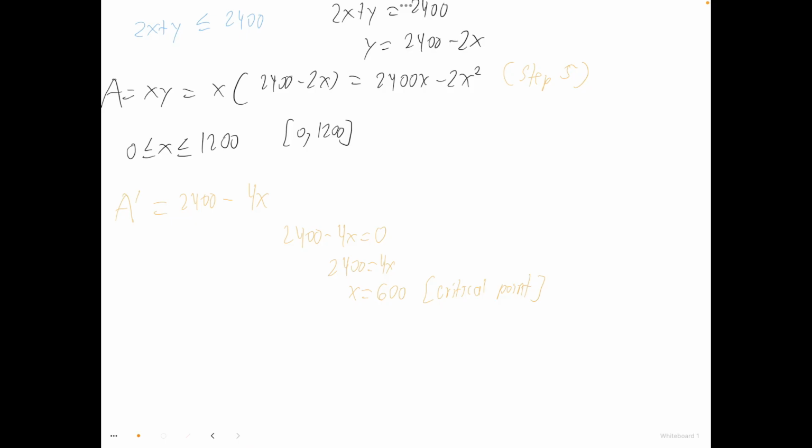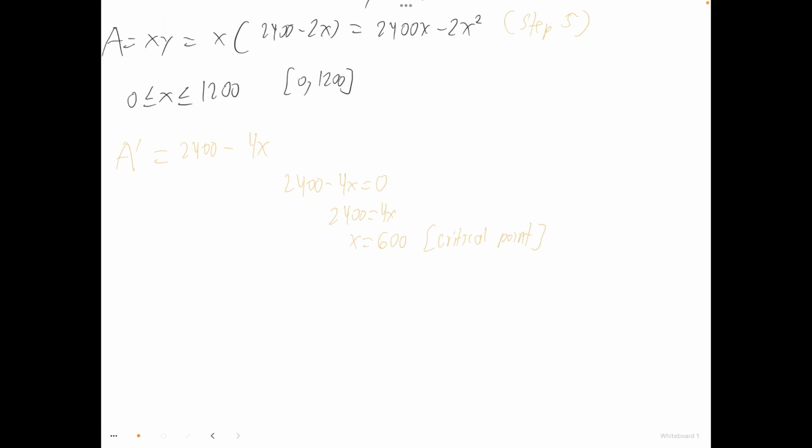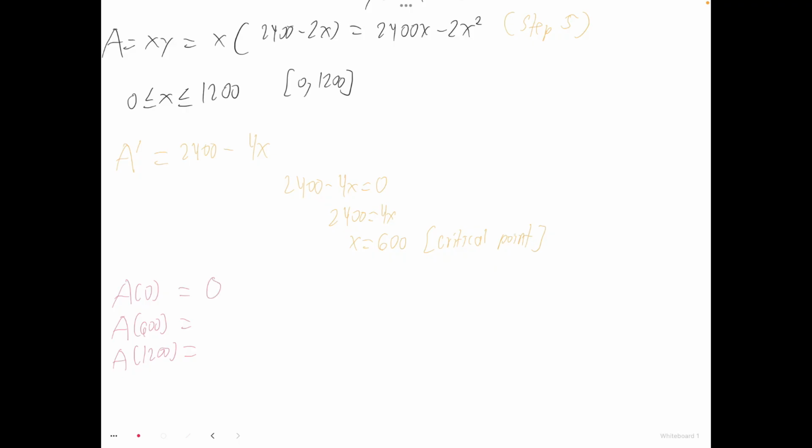So we have here our critical point of 600. And now the closed interval method tells us that the maximum happens at either an endpoint or a critical point. So plugging these in, we have A of 0, A of 600, and A of 1,200. If you plug in 0, hopefully it's obvious that if x is 0, the area is 0. And we mentioned before, if you plug in 1,200, you also get 0.